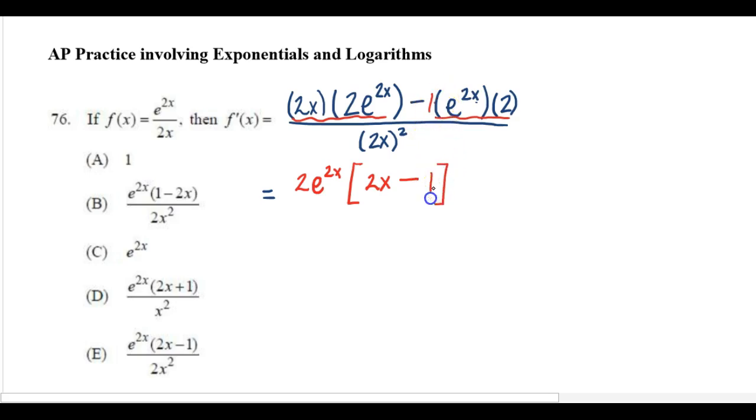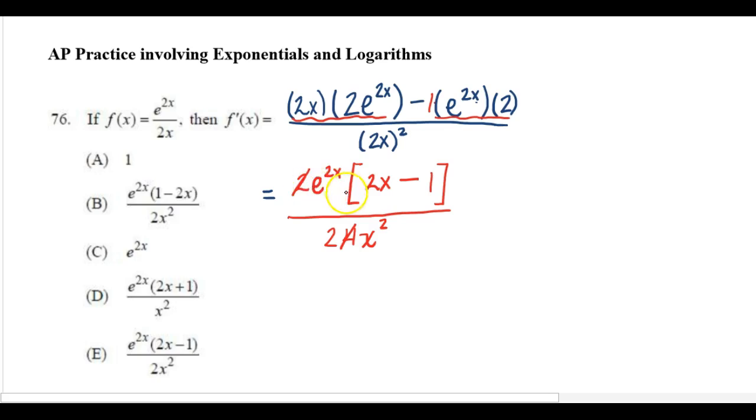So I'm going to go ahead and keep that all together, and then all over, now the bottom is the quantity 2x squared, and so since this is multiplied, the squared applies to both, so it's going to be 4x squared. Alright, so now I have 2e to the 2x times this whole quantity, 2x minus 1, over 4x squared. So let's see, do I have one that matches that? Pretty close, E. It's just that I have to cancel the 2 and the 4. This 4 will become a 2.